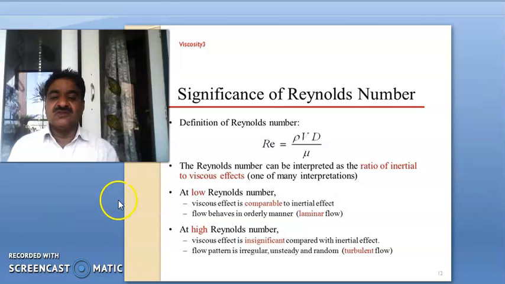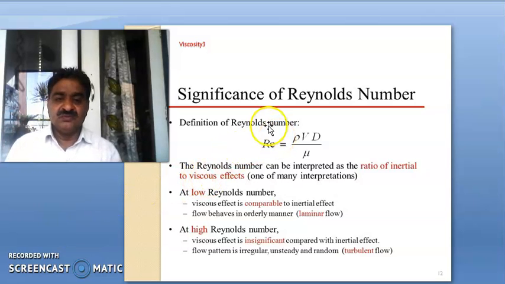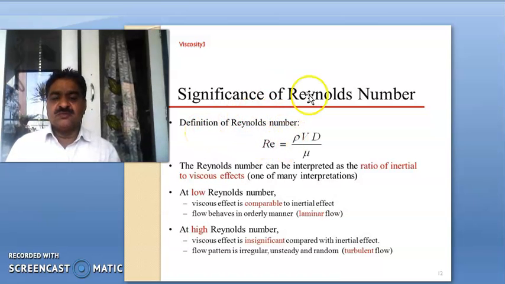What about the significance of the Reynolds number? This is a very important concept in our syllabus. Its mathematical expression I have told you in the previous slide. Reynolds number Re is equal to rho V D upon mu, where rho is density, V is velocity, and D is diameter. Reynolds number can be interpreted as the ratio of inertial to viscous effects.